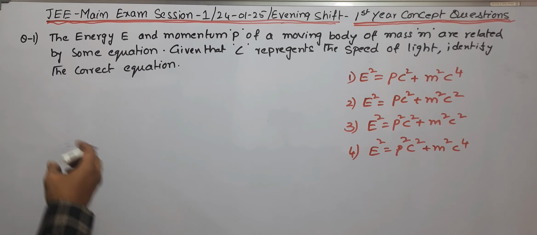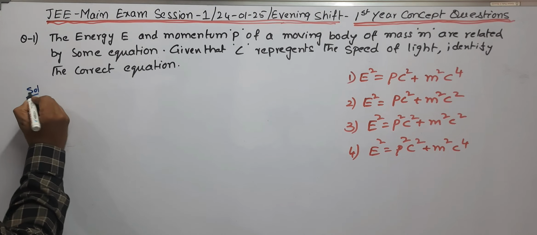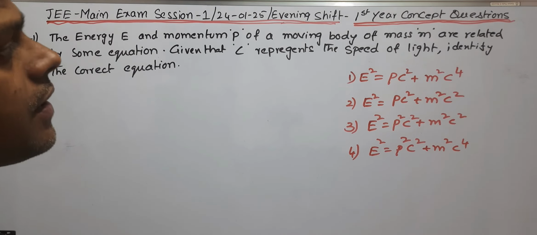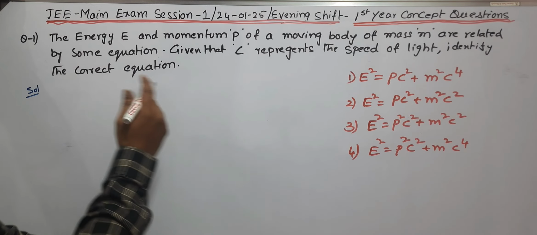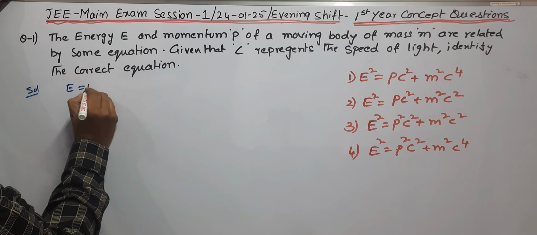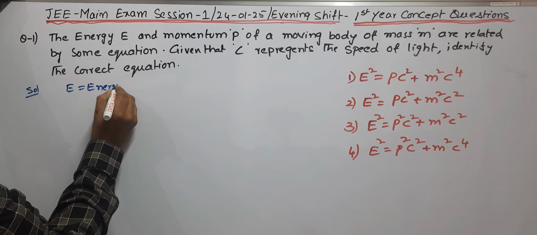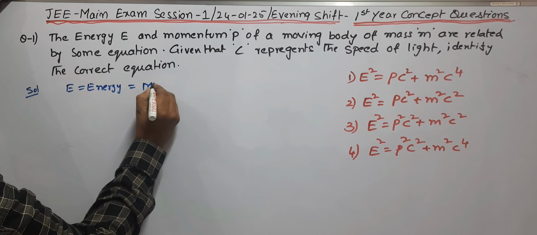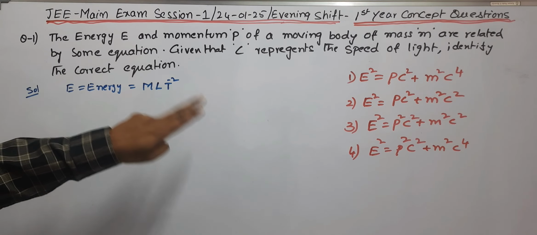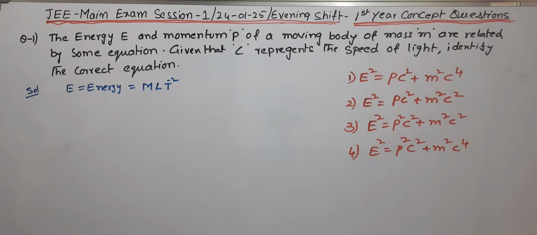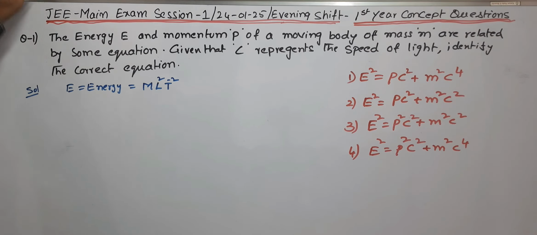You know very well, this is the best example of verification of a given equation with the help of dimensional analysis. It is one of the beauties of dimensional analysis. Here E is energy. Force into displacement is nothing but energy, isn't it? That means M L square T power minus 2 is the dimension formula of energy.